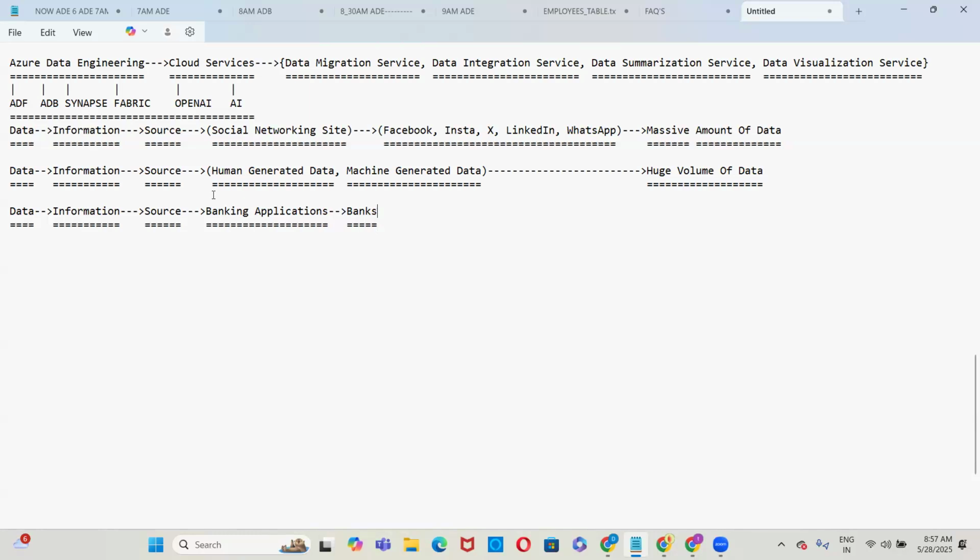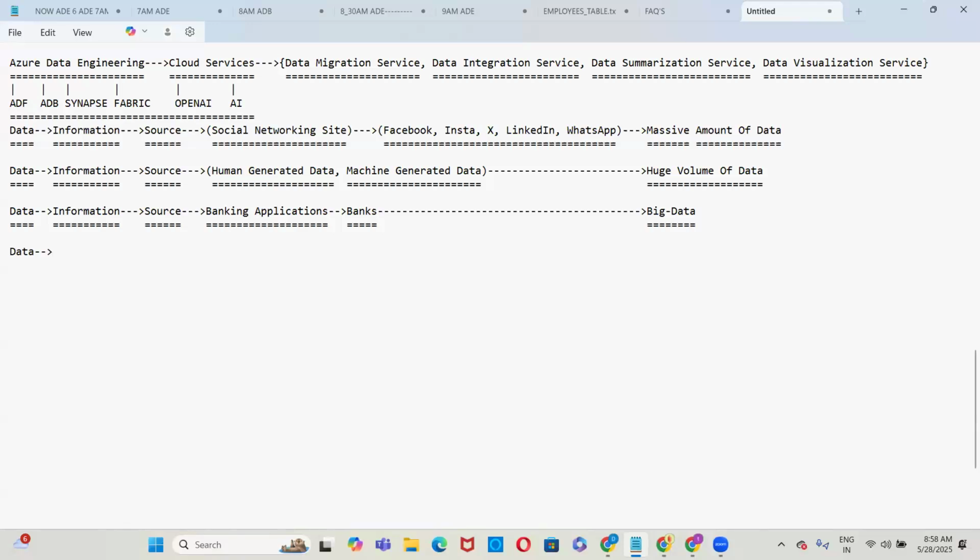Yes, guys, this generates a huge volume of data, which we call big data. It also generates a massive amount of data. That is called big data.